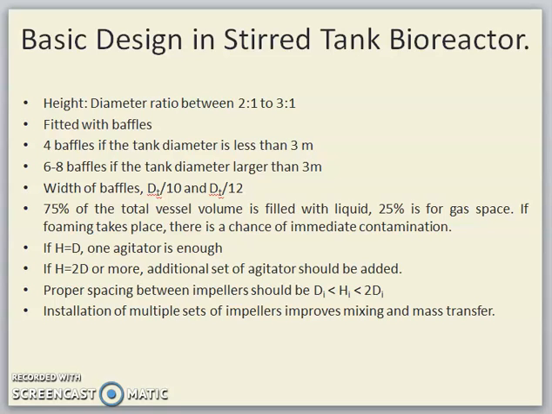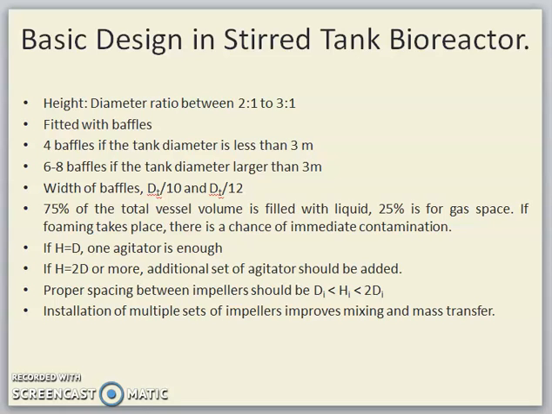Okay, if foaming takes place, there is a chance of immediate contamination. That's why in the fermentation we have to avoid foaming. And in the reactor, we always install the foam detector sensor, also known as a probe, in order to detect the formation of foam in the fermenter.